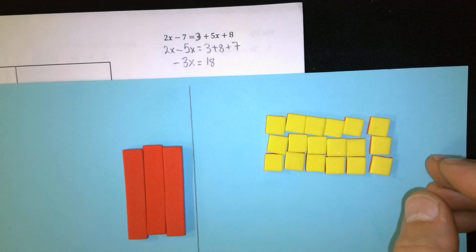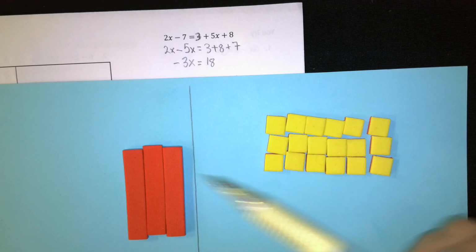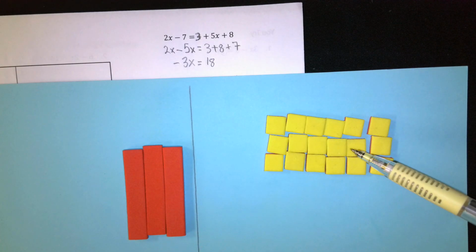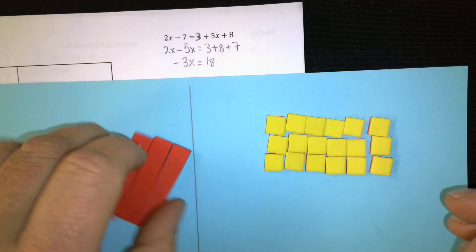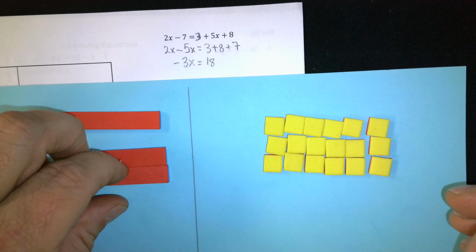Okay, now what? We did our combining. We fought the war over here. We did the alliance of positives over here. Now what? Well, our last step is division. So we can take these x's and divide them into 3 groups.